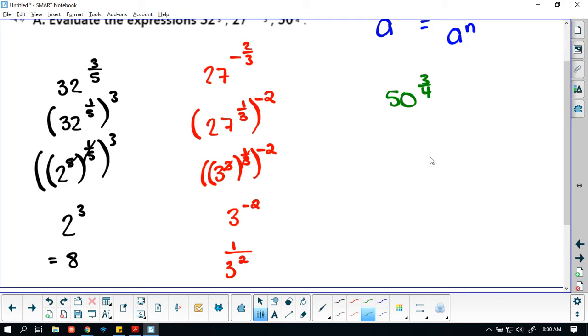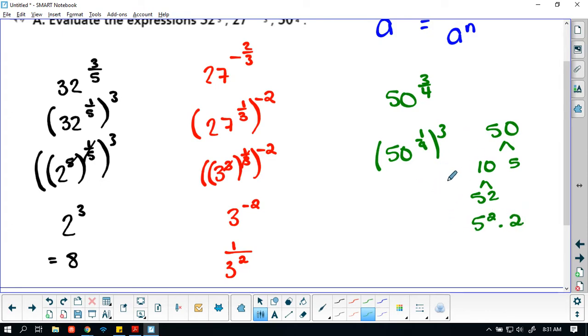Now 50 to the 3/4. Let's see, does 50 have a perfect fourth root? 10 and 5. Nope, it has 5 squared times 2, but it does not have a perfect fourth root. So since 50 does not have a perfect fourth root, we're going to use a calculator to approximate. And the approximation is going to be 18.80.